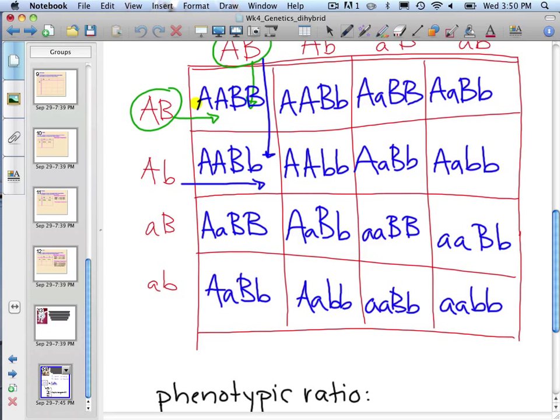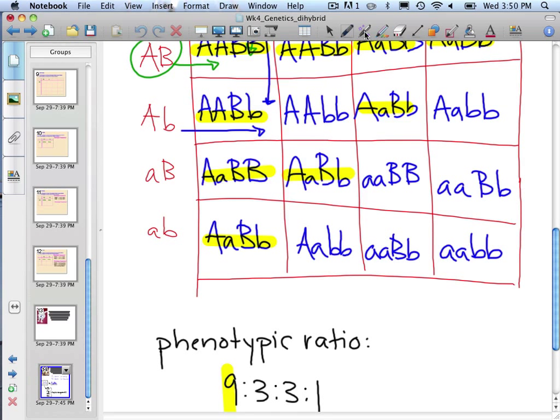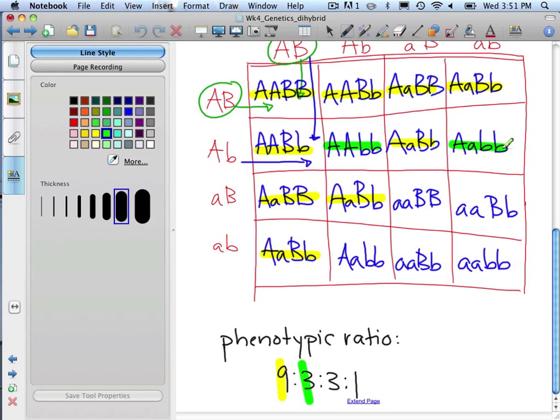So you'll see here 2, 3, 4, 5, 6, 7, 8, and 9. So those are our 9. See how even though their genotypes vary, phenotypically they are dominant for both traits. Now we can count the 3. Let's look at those that are dominant for color, but not necessarily for texture. So those are all the ones with big A's but little b's. So right here, 1, 2, and 3.